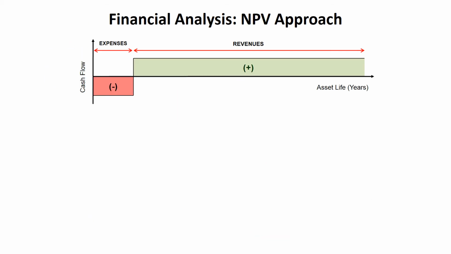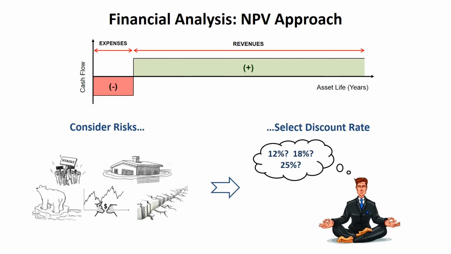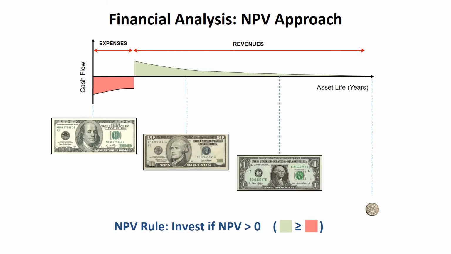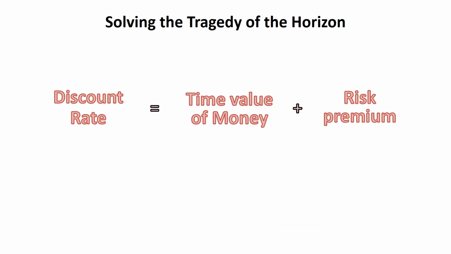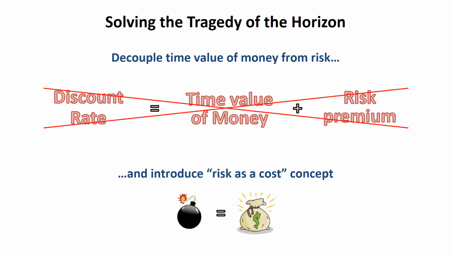Typical NPV analysis consists of estimating revenues and expenses, reviewing risks, but then selecting, not calculating, a discount rate. Future cash flows are then discounted using this rate. Under this model, however, the tragedy of the horizon looms when liabilities that occur far in the future need to be paid for. To avoid the unwitting transfer of unfunded liabilities to future generations, we need to address the time bias effect by decoupling the time value of money from risk and treating risk as a cost.